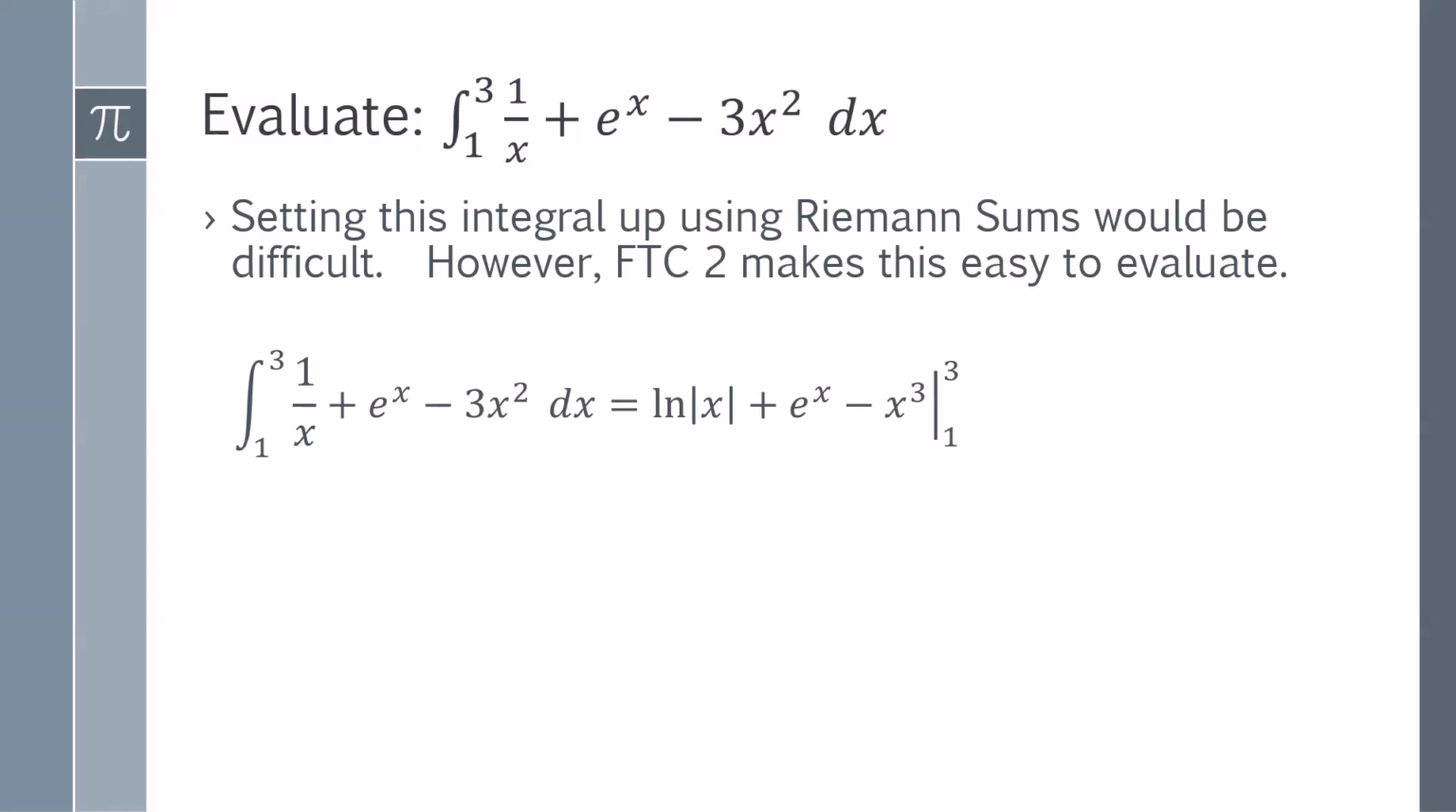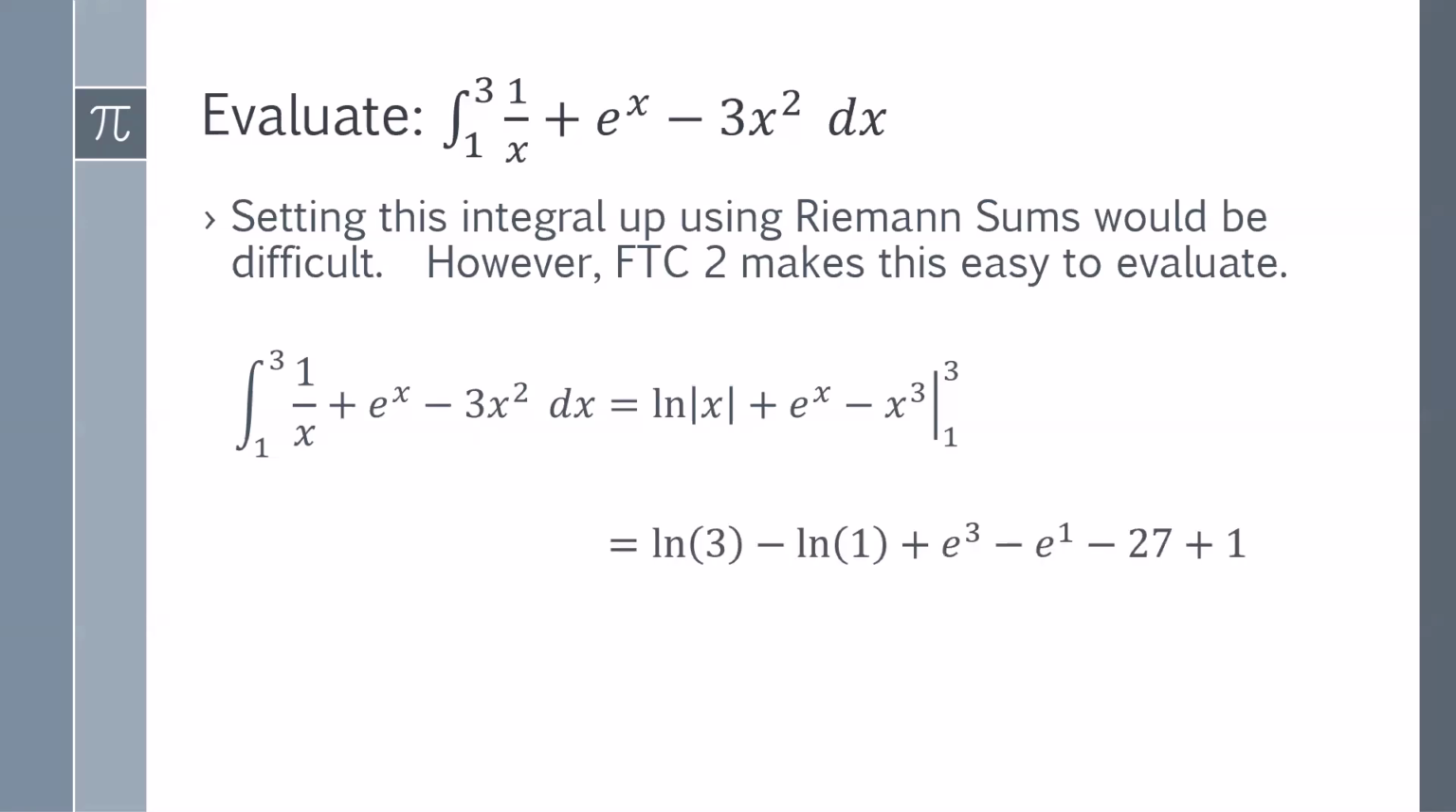First, we simply find ourselves an antiderivative of the function. The antiderivative of 1 over x is log absolute value x. The antiderivative of e to the x is e to the x, and the antiderivative of 3x squared is x cubed. We then just need to evaluate at 3 and 1 and subtract.